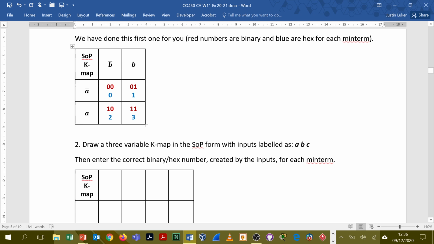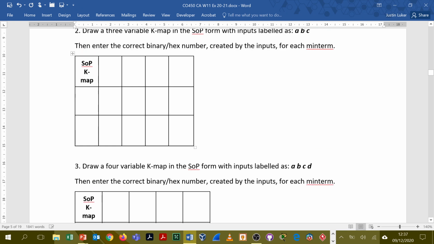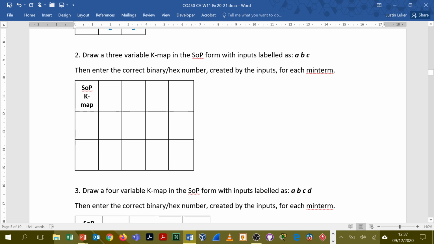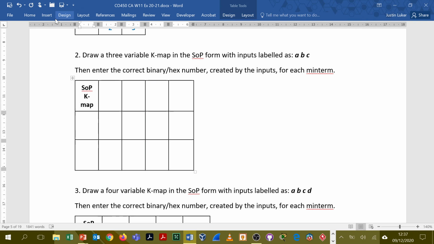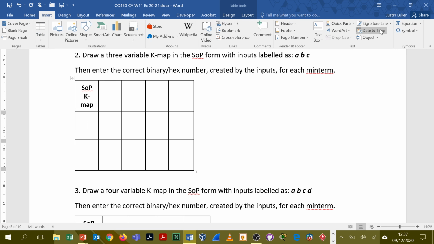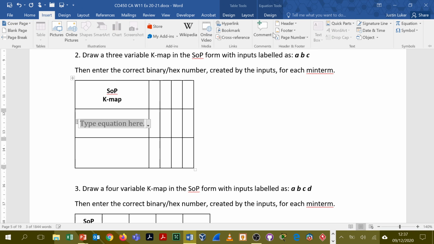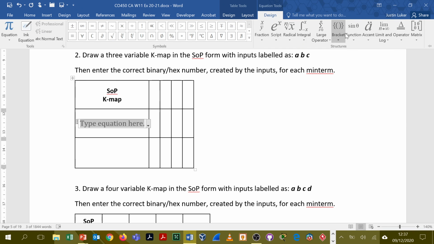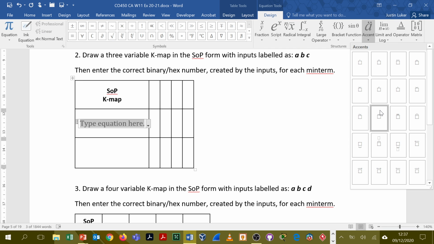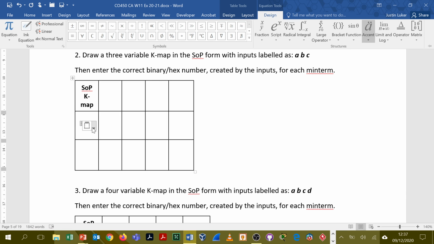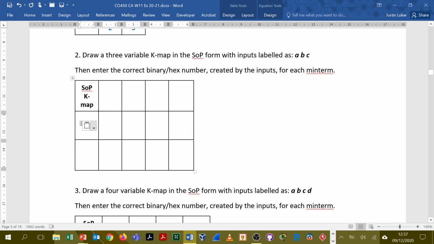So the next thing we're going to do, draw a 3 variable K map in the SOP form with inputs labeled as A, B, C. Okay, so 3 inputs. So it's SOP, so we want to start off with them all being not. So I'm going to have to input my equation here. Might make it a little bit odd doing it. So this is where it's useful to have a bit of paper, to be honest, and do it by hand. It'd be a lot quicker than trying to do it in Word, but I'll try and be as fast as I can, of course.